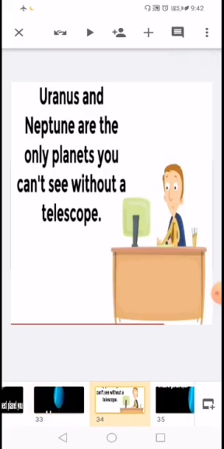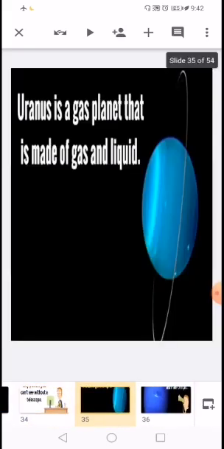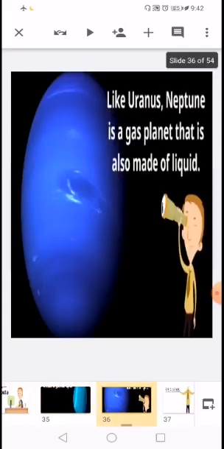So Uranus is a gas planet that is made of gas and liquid. Uranus has 27 moons. The 8th planet is Neptune. The eighth planet is called Neptune.